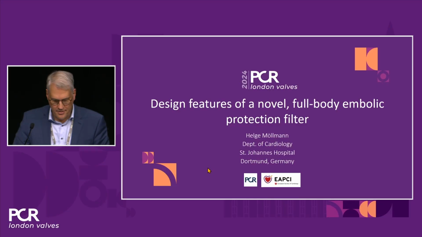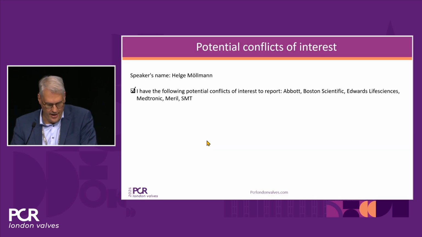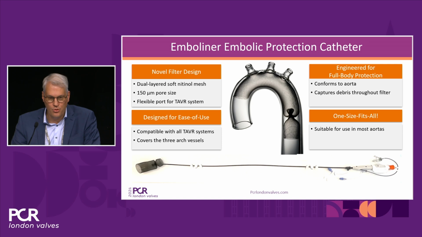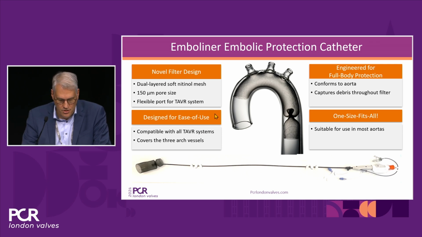Yeah, thank you very much. And I'm happy to share some design features of this new protection device and the ongoing trial. So we are talking about the Emboliner embolic protection catheter, and this has somehow a new filter design. It consists of a dual-layered soft nitinol mesh, as you can see here, which starts in the ascending aorta, protects all supra-aortic vessels, as you can see here, and goes up to the descending aorta here.